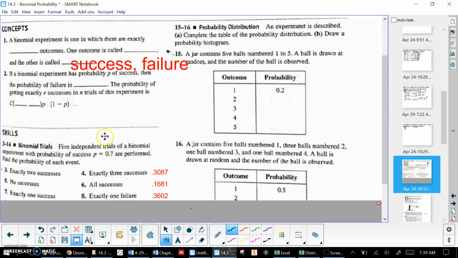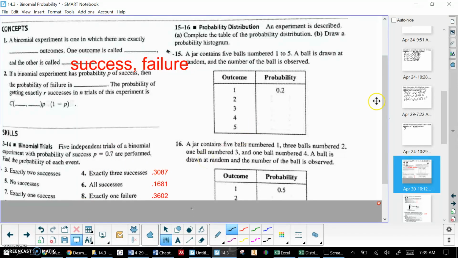The probability of success is 0.7, so that's your P of A. And we want to know what's the probability of getting exactly 3 successes. Well, we'd just be calculating, how many are we doing? 5 independent. So we're doing 5 choose 3, 0.7 to the 3 times 0.3 to the 2. So we use our formulas there.